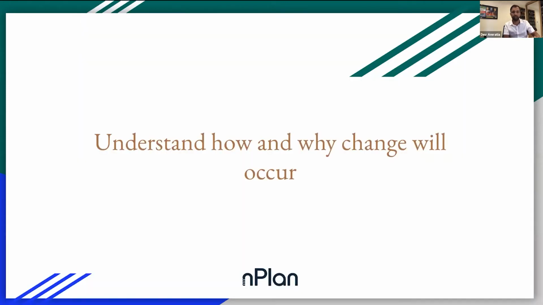Okay, so diving into the core of what we want to chat about. The main thing that I want to get over here is I want you to leave with an understanding of how and why change will occur beyond the data analytics part of this story.